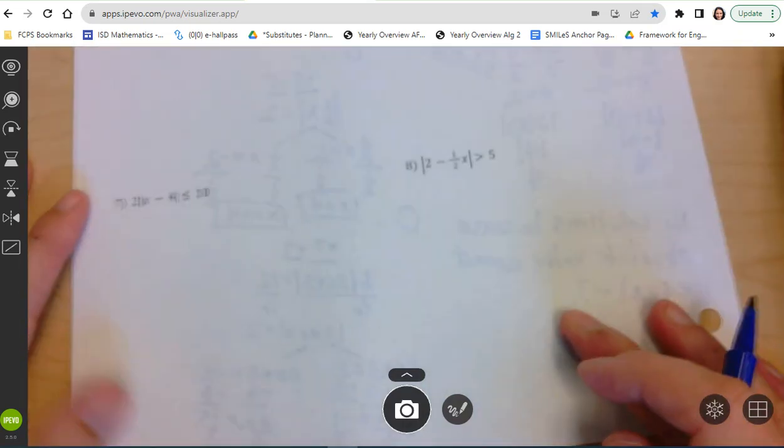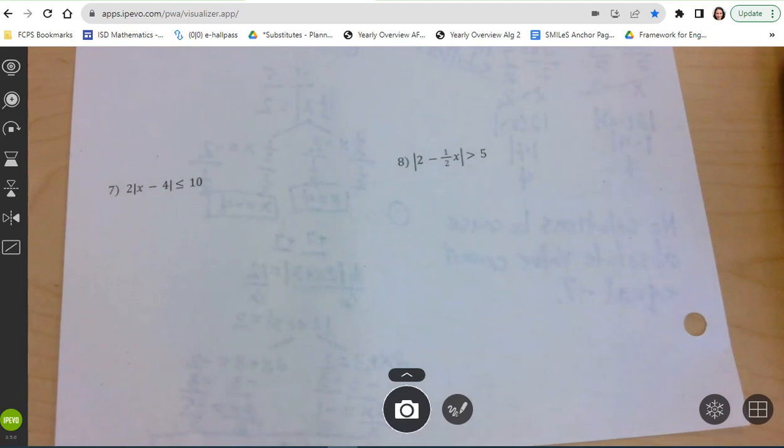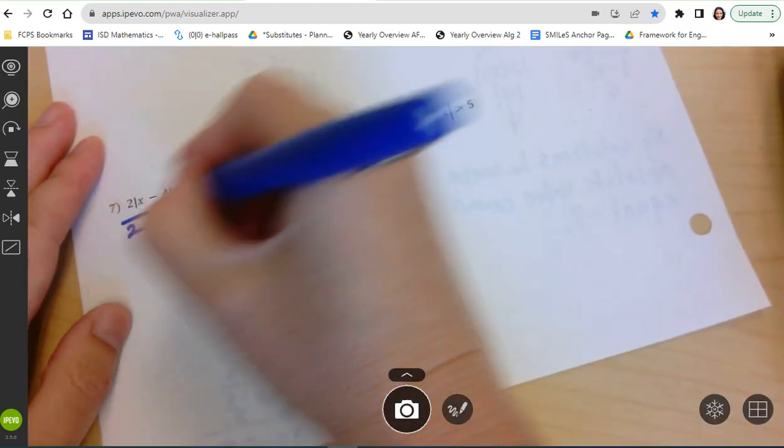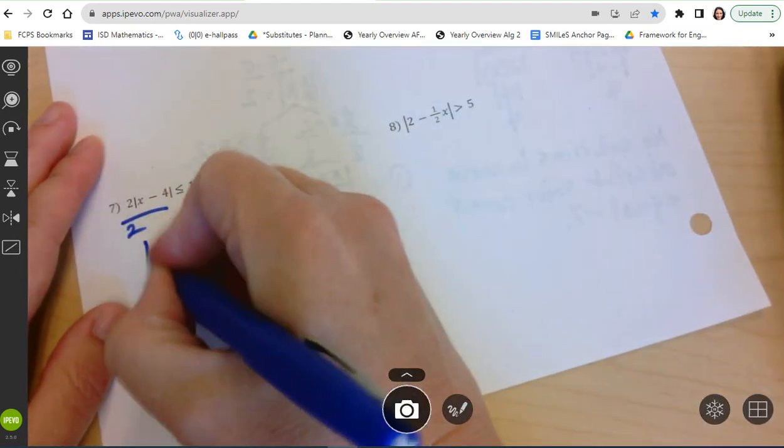All right, number 7. Is the absolute value isolated yet? We have to get rid of what number? 2. Talk to your neighbor about how you're going to get rid of that 2. Okay, I heard a lot of divide. That's good.